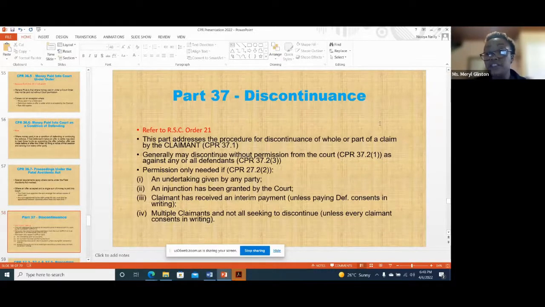Also know that consent judgments and consent orders are going to be covered under Part 42 at Rule 42.7, so those are also an exception to this section. And the general rule is set out at 37.2, which is that generally a claimant can discontinue an action against any or all other defendants without the permission of the court. But there are some circumstances in which permission is needed. Those are listed on your slide here, and I would advise you to go and have a look at 37.2 sub 2 as to the exceptions to that general rule. Next slide.